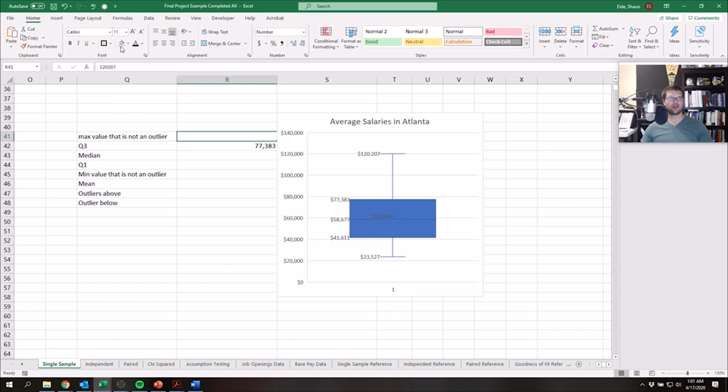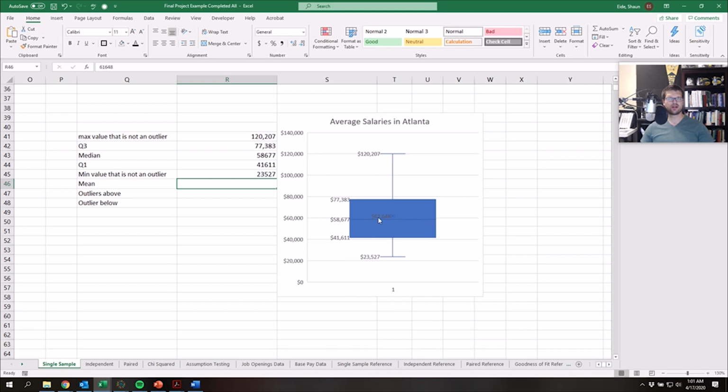We're going to put it right there. Okay. And then what is the median? Notice the median is this blue line right here, which is going to be 58,677. And then Q1 is going to be right down here, 41,611. Okay. And then what is the minimum value that is not an outlier? And that's going to be 23,527. And then what's the mean?